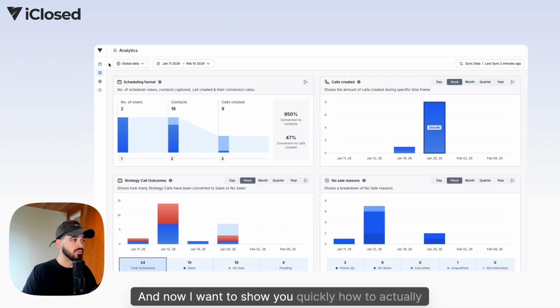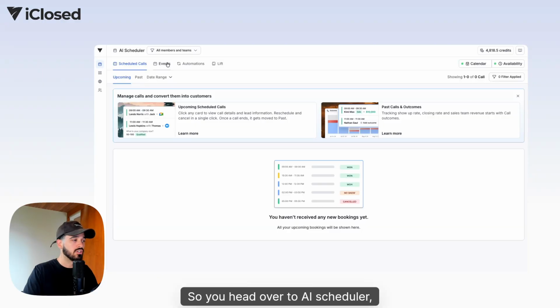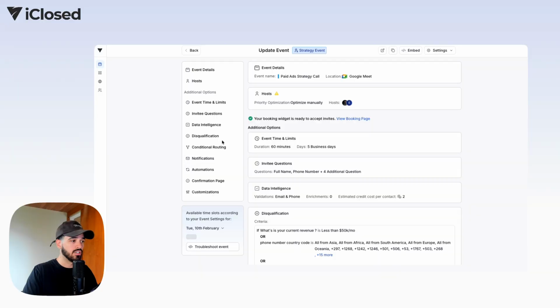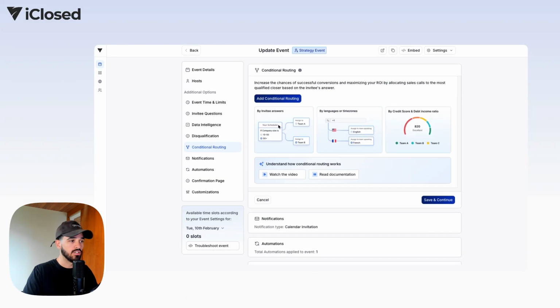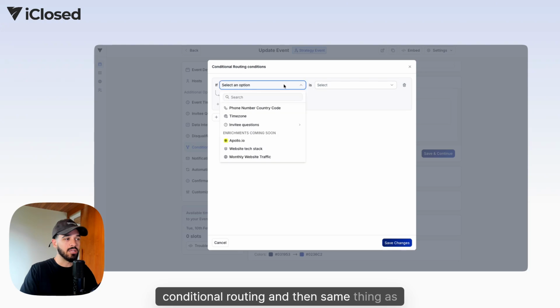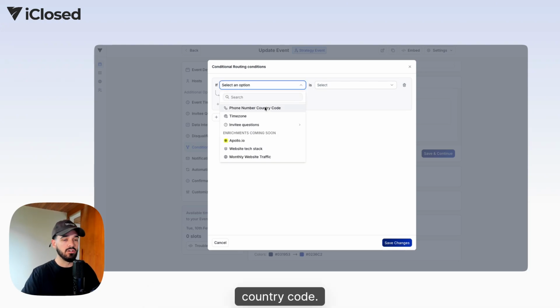And now I want to show you quickly how to actually configure it. So you head over to AI Scheduler, go to events, just click on your event, click on conditional routing. And here you're just going to click add conditional routing. And then same thing as disqualification, we can route based on phone number, country code.